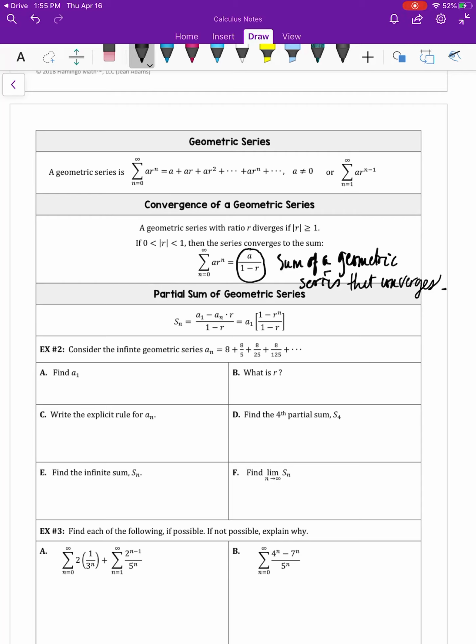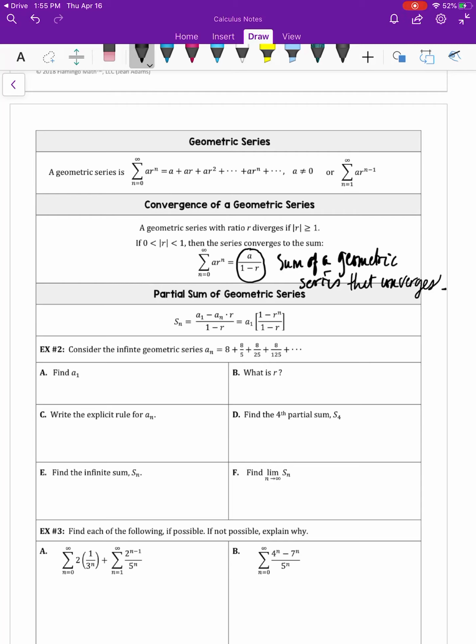So we're going to consider the infinite geometric series a sub n equals 8 plus 8 fifths plus 8 25ths plus 8 over 125 plus dot dot dot. So find a sub 1. Well, that is easy. It's just your first term.